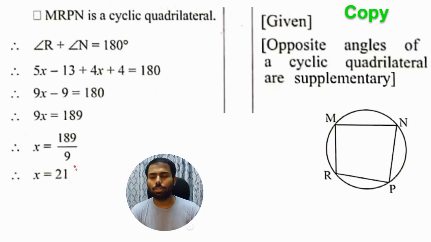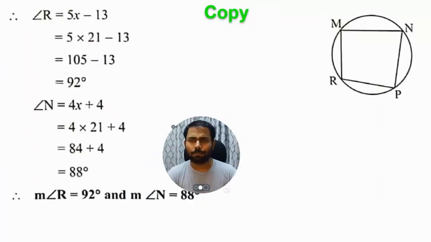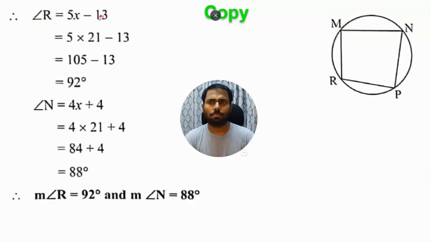Now you just resubstitute in the expressions for angle R and angle N. So angle R क्या था? एंगल आर था 5x minus 13. So अभी x के यहाँ पे 21 लिख दो. Okay, so 5 into 21 minus 13. So 5 into 21 105 आ जाएगा, minus 13 92. Similarly you substitute the value of x in the expression for angle N and you get the answer 88 degrees.